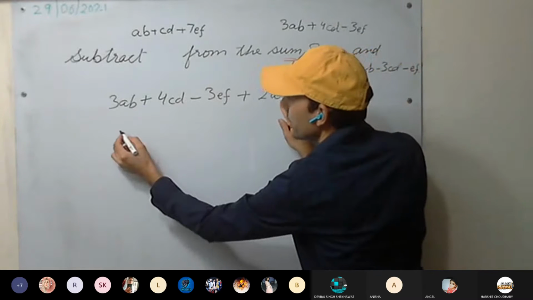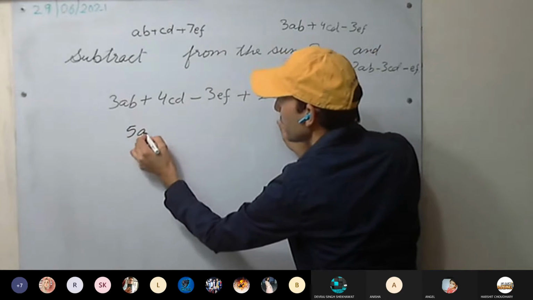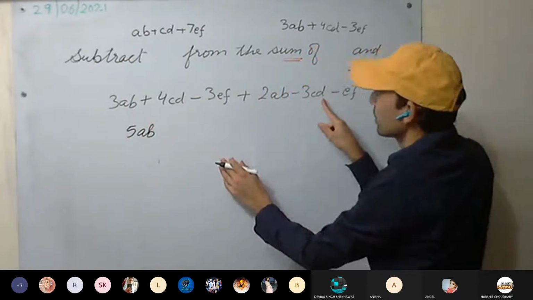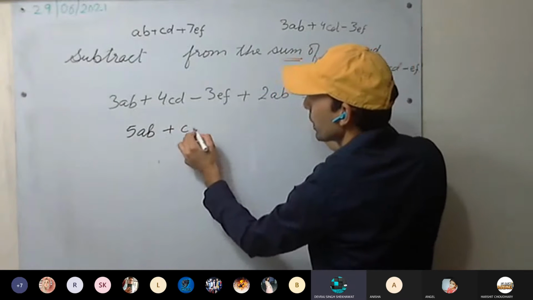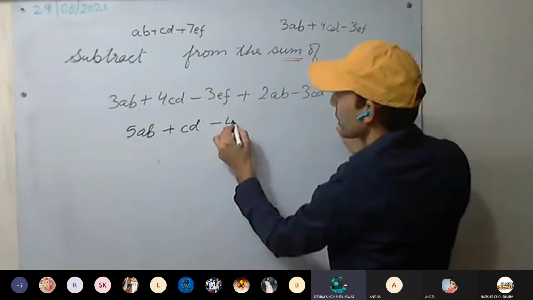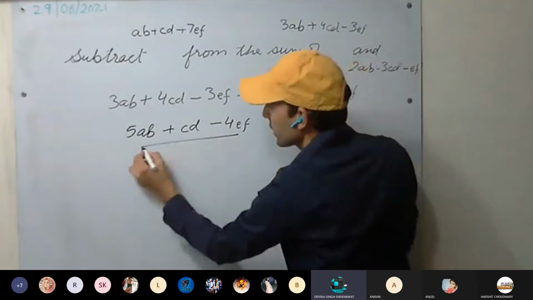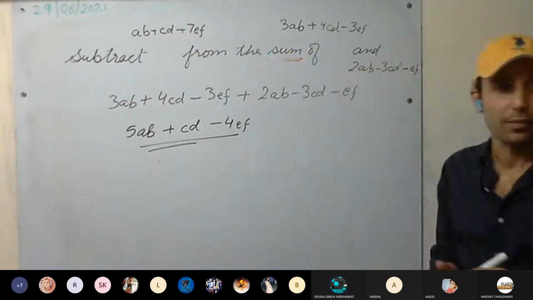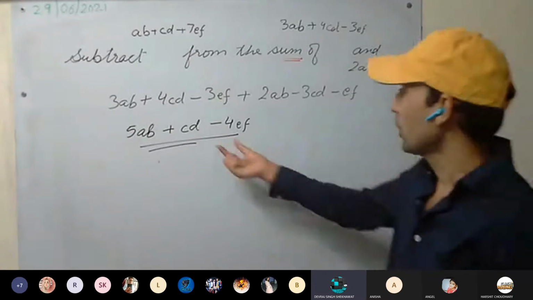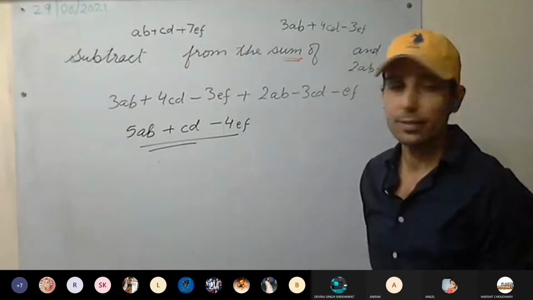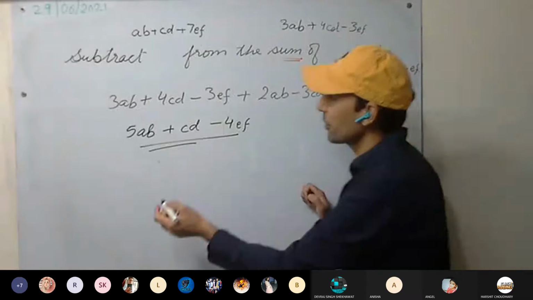3AB and 2AB gives 5AB. 4CD minus 3CD is CD. Minus 4EF. This is the sum you will get. Everyone have got the same sum? Yes, sir. Okay. From this, subtract this one.